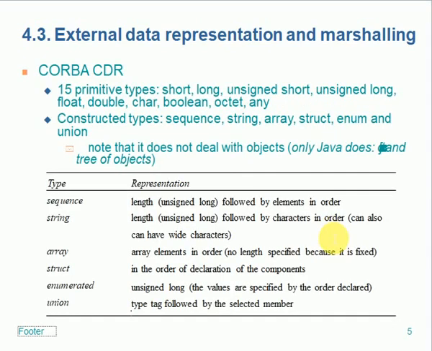In CORBA's CDR, there are 15 primitive types: short, long, unsigned short, unsigned long, float, double, char, boolean, octet, any. Constructed types are sequence, string, array, struct, enum, and union. Note that CORBA does not deal with any objects, only Java does. And then there are different representations for the types used for sequence, string, array, struct.